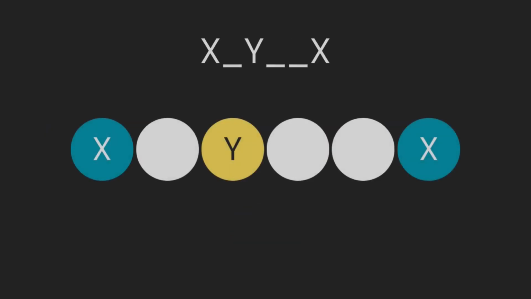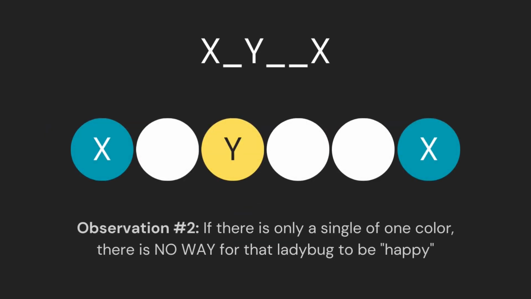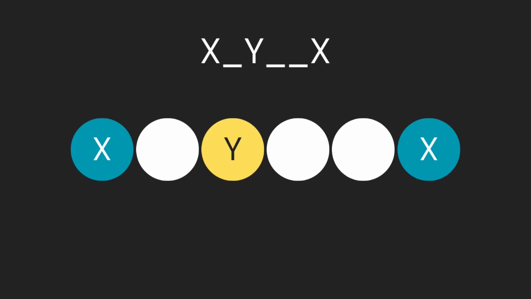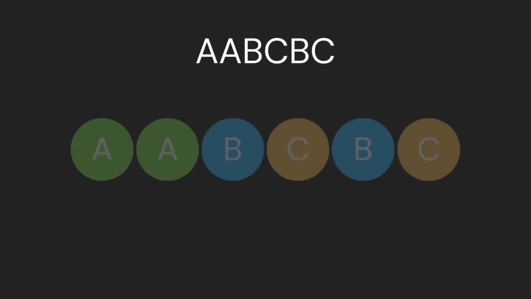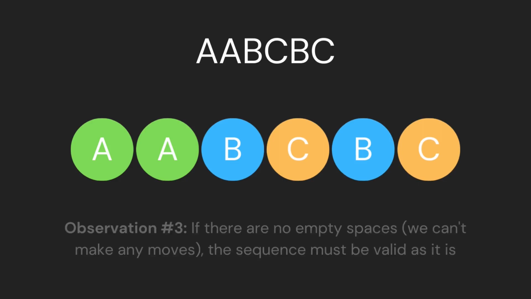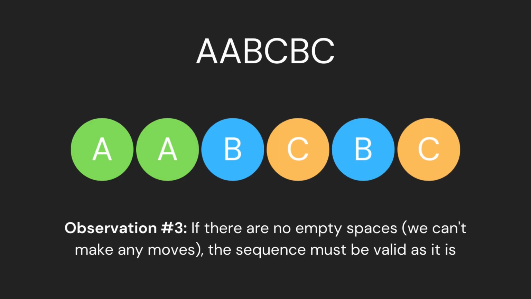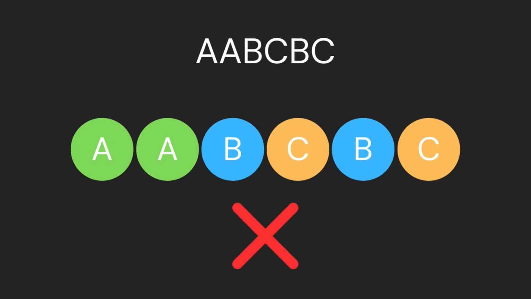Here's another observation. If there is a single label or color, then there is no way that that ladybug can be happy, and we could essentially return no just from that piece of information. The last observation is what happens if there are no available spaces to make a move? The sequence must be valid as is. We must verify if the current state of the game is satisfied, if all the ladybugs are happy. If they're not, then we would return no in that case, and if it is, then we would return yes, obviously. But we know that we cannot make any moves in this case.